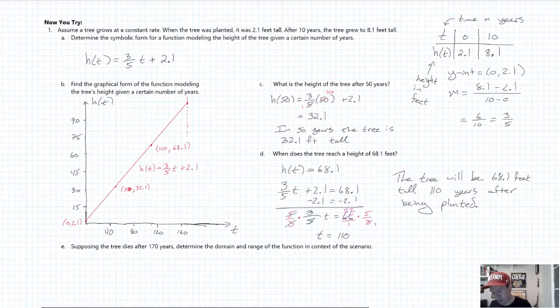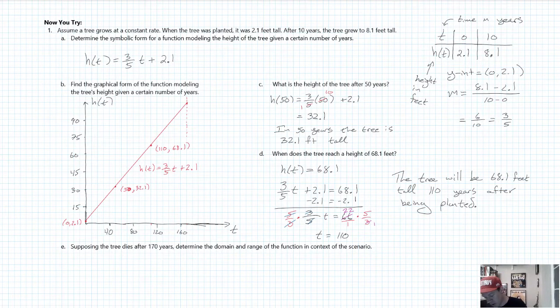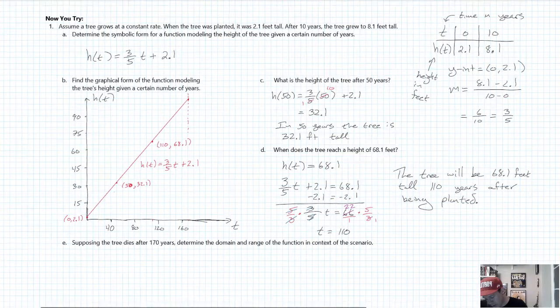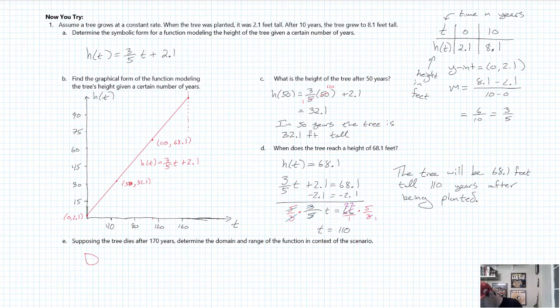So now we've got our graphical form, and we can now look at our domain and our range. So the domain's pretty straightforward here. We can see this. The domain starts when we plant the sapling at 0 years, and it goes up to 170 years, and then stops. The range, we need to do a little bit more work here, because I don't know how tall it is at 170 years when it dies.